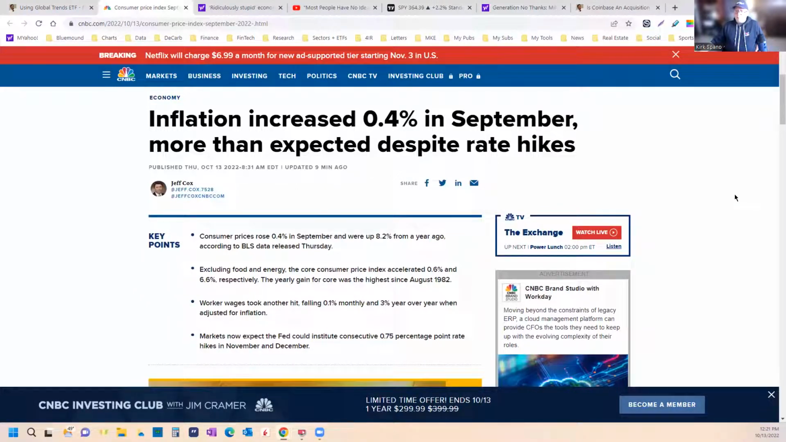They won't get it this month, and they might not even get it till December. But I think they might get it just before the December meeting. So I'm sticking with my prediction that the Fed raises 75 basis points in November, still talks hawkish.